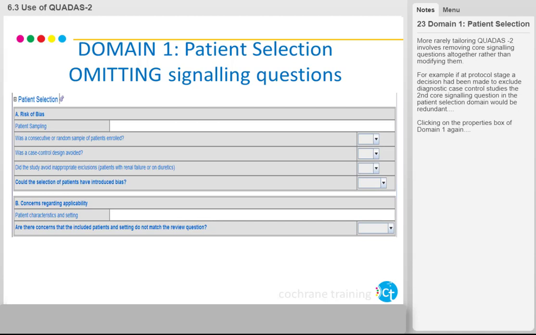More rarely, tailoring QUADAS-2 involves removing core signalling questions altogether rather than modifying them. For example, if at protocol stage a decision had been made to exclude diagnostic case control studies, the second core signalling question in the patient selection domain would be redundant.